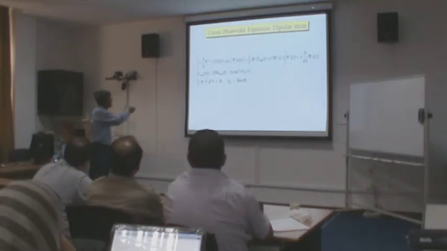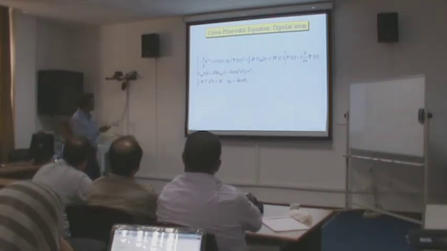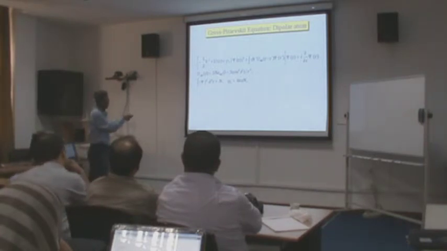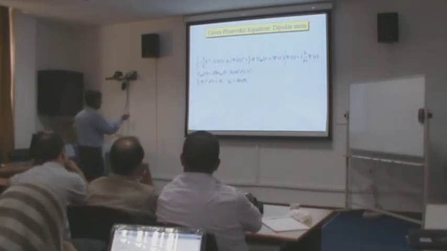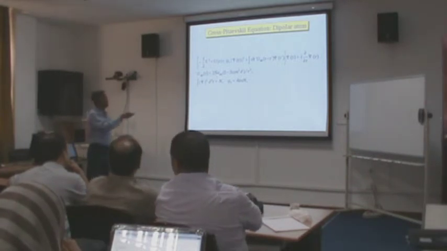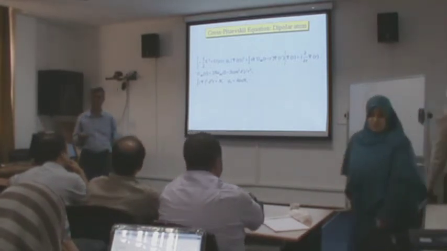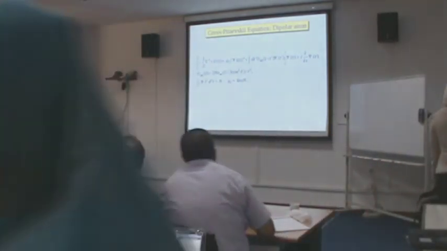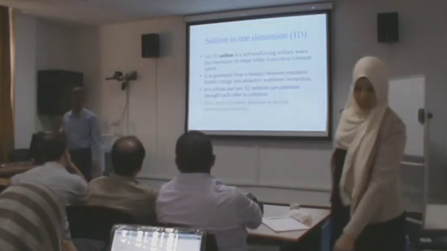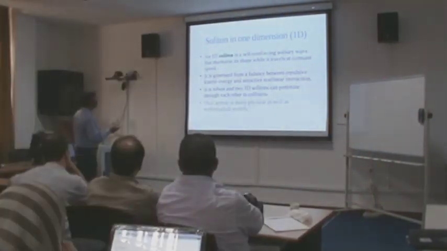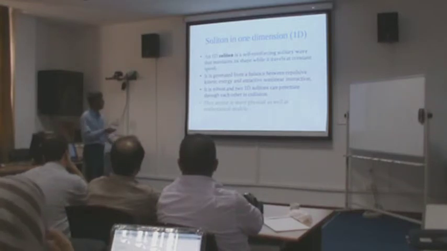Suppose this kinetic energy is one dimensional, d2 dx squared, and these are all x, there is nothing like r. Then it is possible that there is a balance between this term and this term, and without the trapping potential, this equation has a confined bound-state solution. If that is possible, that is a soliton in one dimension. So it comes from a balance between the repulsive kinetic energy and the attractive nonlinear interaction in one dimension.